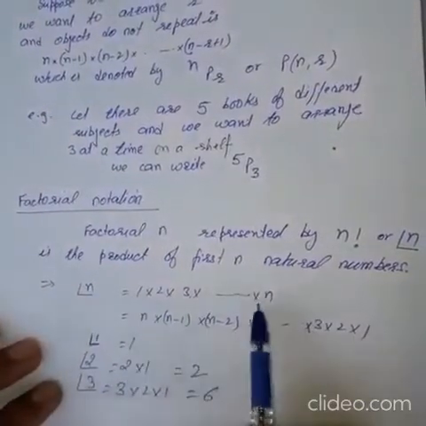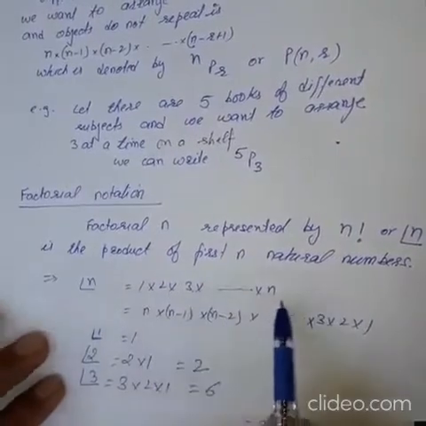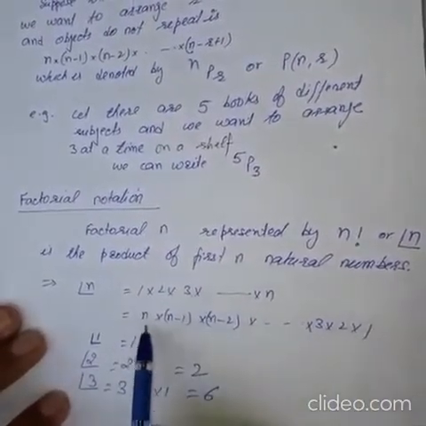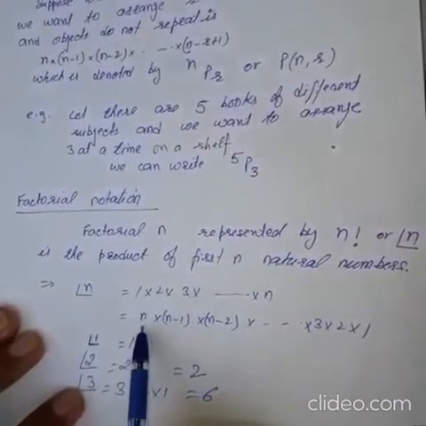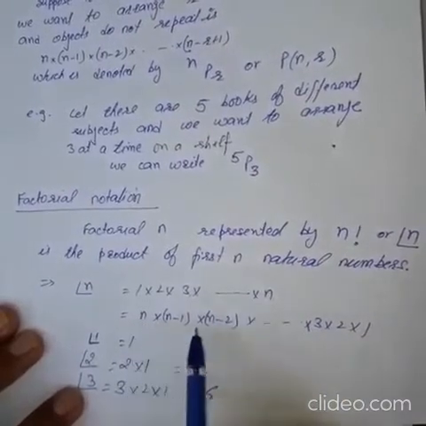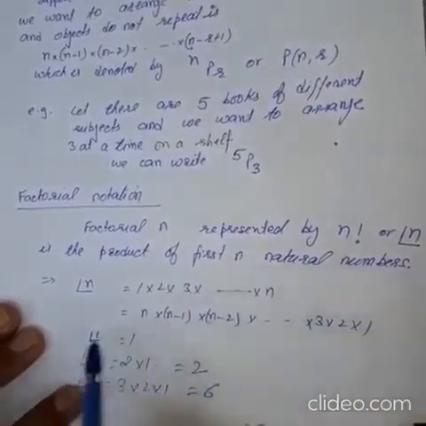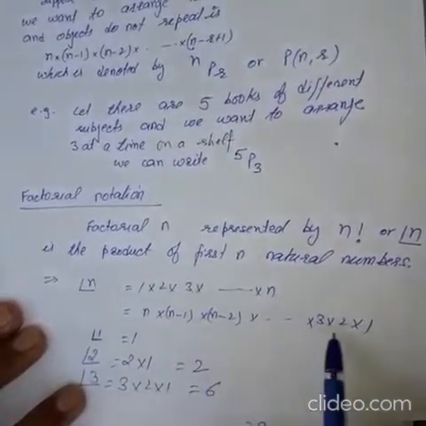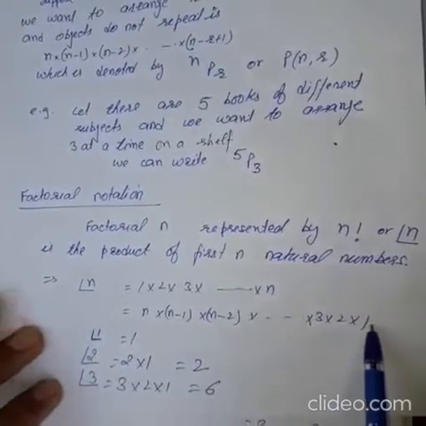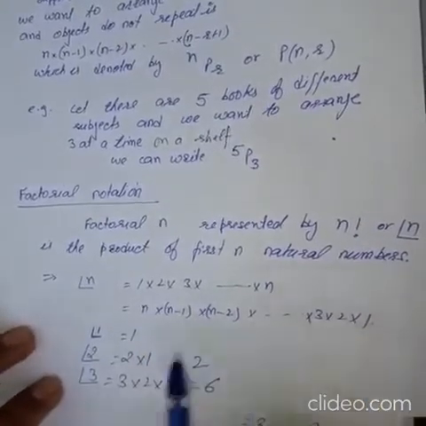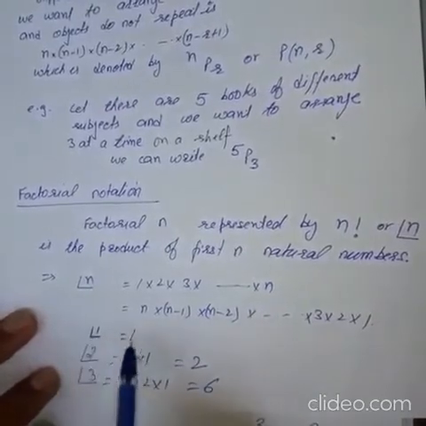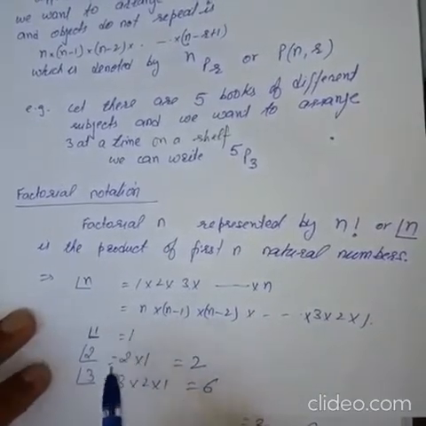We can write this in the reverse order; this is increasing order. If you write in decreasing order, because there are results which will be based on this order, it is convenient to write in decreasing order. So n into n minus 1 goes on decreasing up to 3 into 2 into 1. Using this we can evaluate 1 factorial. It is the product of one natural number, that is 1 only.